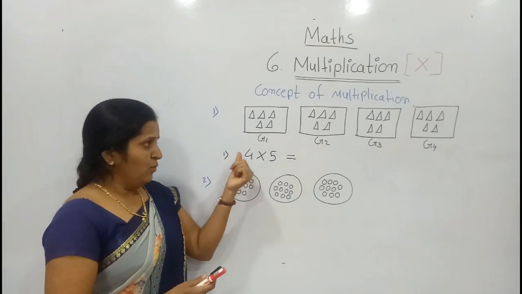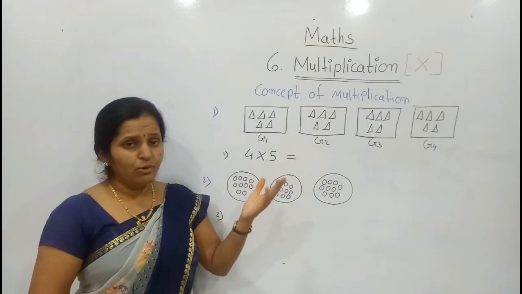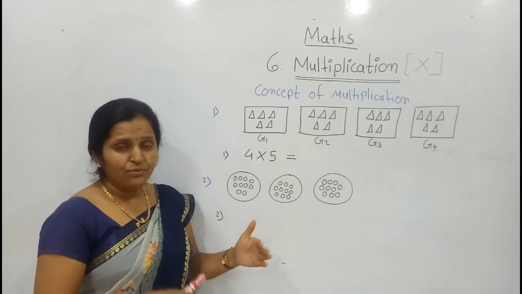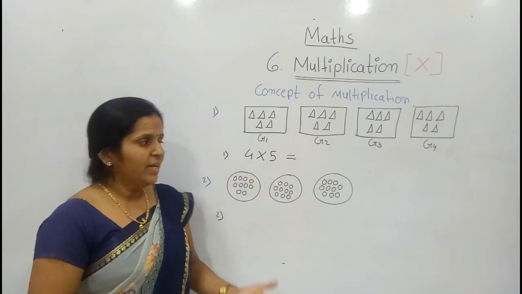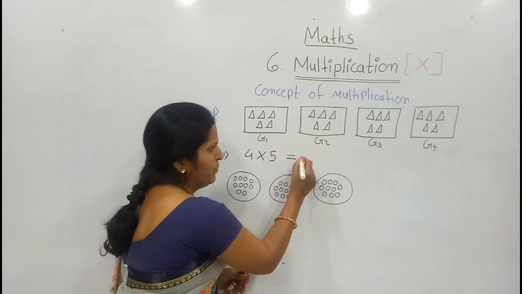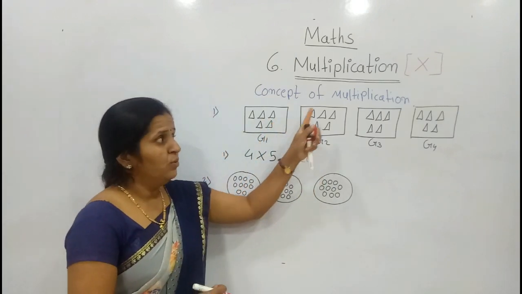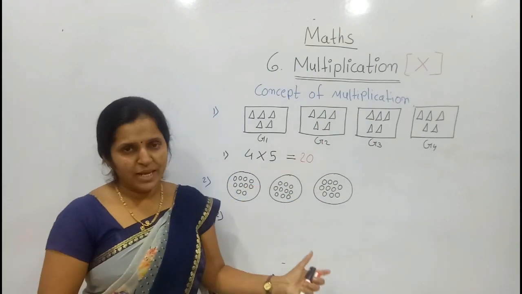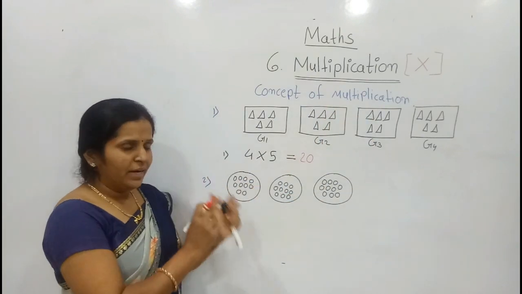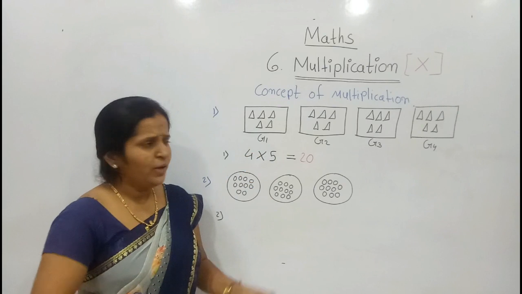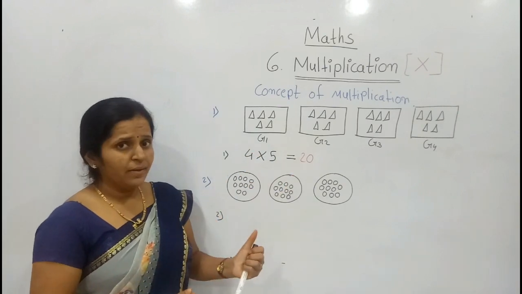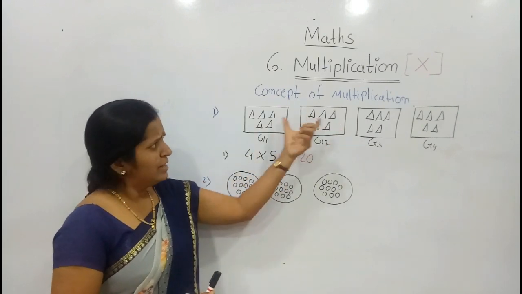Say the table of 4. 4 1s are 4, 4 2s are 8, 4 3s are 12, 4 4s are 16, 4 5s are 20. Means our answer is 20. There is no need to do the addition, 5 plus 5 plus 5 plus 5. Don't do that. In short, we can do the multiplication, that is 4 into 5 means 20. You can cross check. Cross check means you can add also.